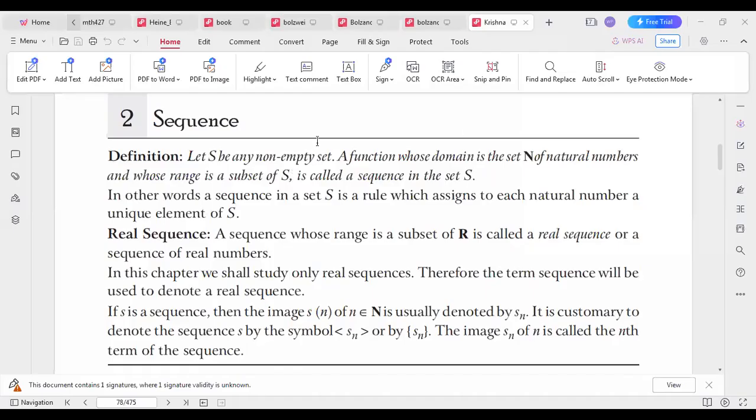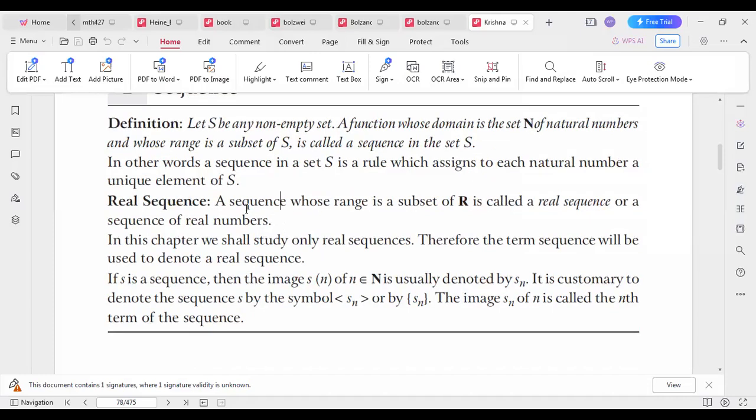Now, what will be the sequence? If S is any non-empty set, a function whose domain is the natural numbers N and whose range is a subset of S is called a sequence in S. In other words, a sequence in S is a rule which assigns to each natural number a unique element of S. S will be a set of real numbers. A sequence whose range is a subset of the real numbers is called a real sequence, or sequence of real numbers.